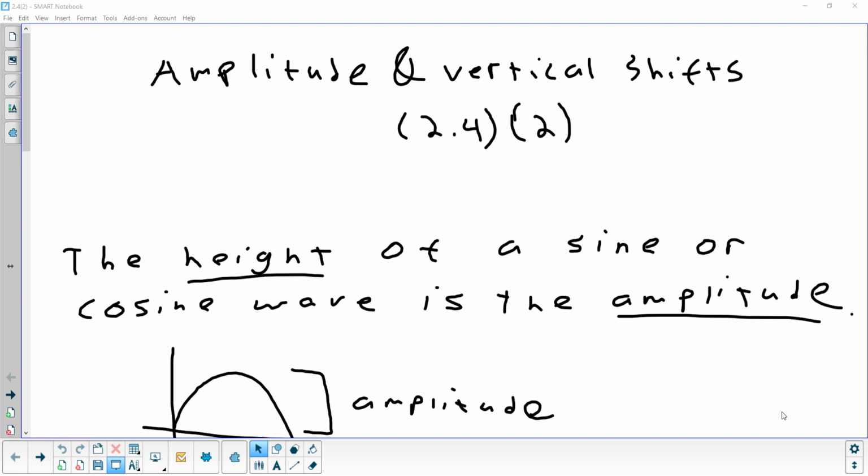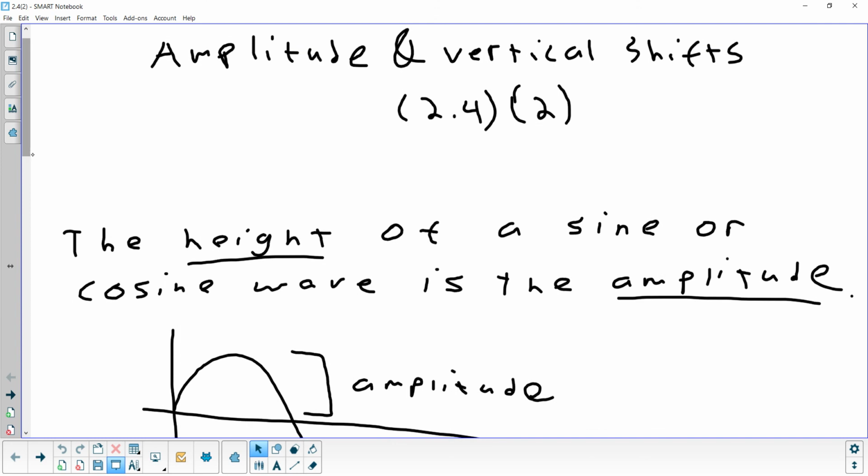All right, so today we're going to take a look at 2.4 part 2, which is on two different transformations. We're going to look at what are called amplitude changes and vertical shifts.